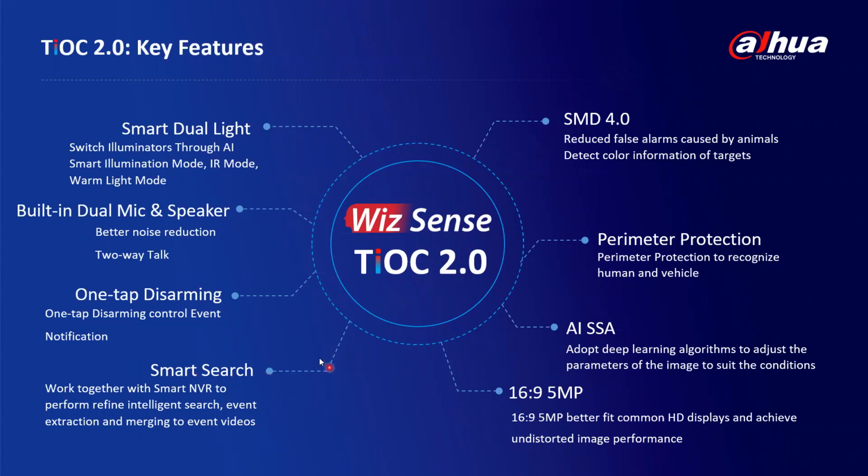Then we have the smart search. This is another feature that has been added to this TiOC 2.0 within the WeSense category. And in this case, for the feature to be fully functional, you have to combine the cameras with an AI or maybe a smart NVR that's basically going to support those smart search features to perform refined intelligent search, event extraction, and merging to event videos. So in this case, the smart search with the combination of a smart NVR will achieve this function.